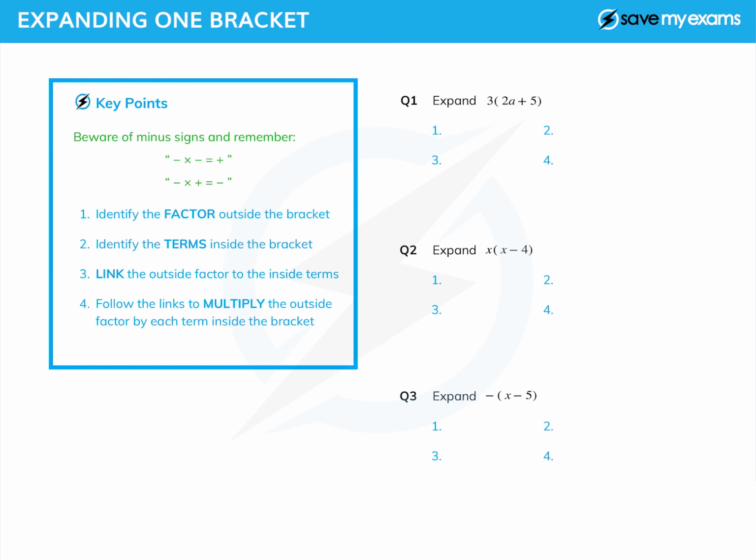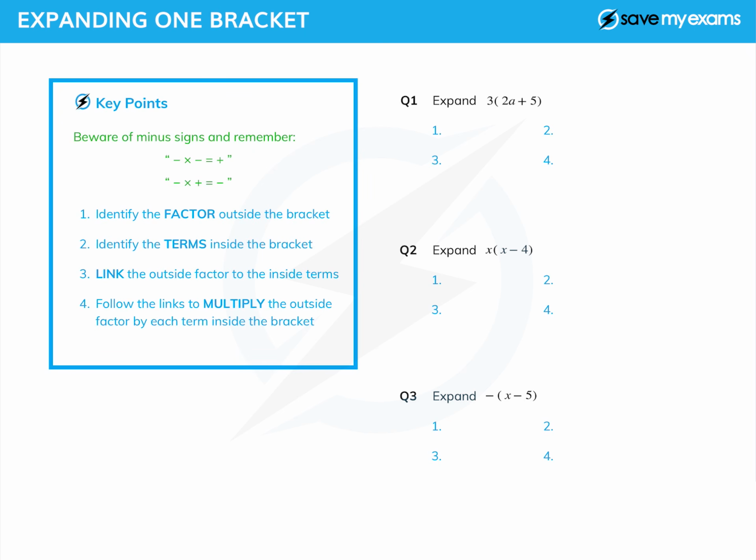So the first thing we need to do is identify the factor outside the bracket. Okay, and the factor is just the thing that's multiplying the bracket, and then we identify the terms inside the bracket. So in that first question on the right here, there are two terms separated by a plus sign. And then we're going to link the outside factor to the inside terms, sort of physically with a line. I'll show you that in a minute. And then we're going to follow those links to multiply. Remember that we're multiplying when we multiply out brackets, and we multiply that outside factor by each term in the bracket. Right, let's go through this step by step.